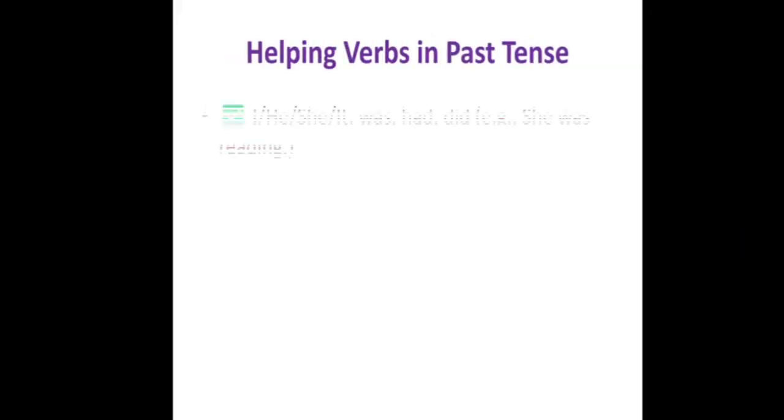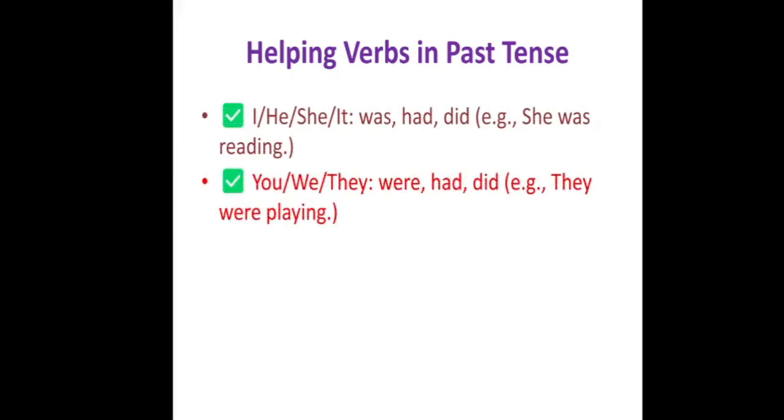Helping verbs in past tense. In the past tense, helping verbs also change. I, he, she, it use was, had, did. Example, she was reading. You, we, they use were, had, did. Example, they were playing. Remember, was is for singular subjects, while were is for plural subjects.